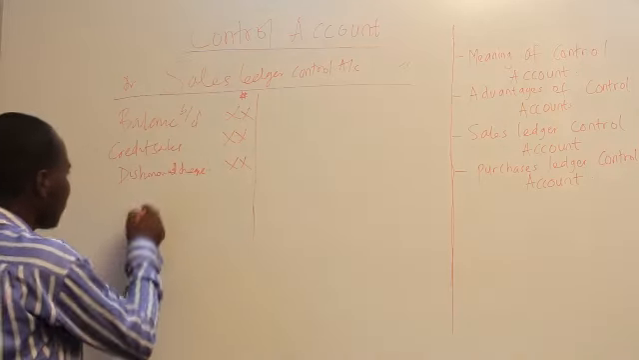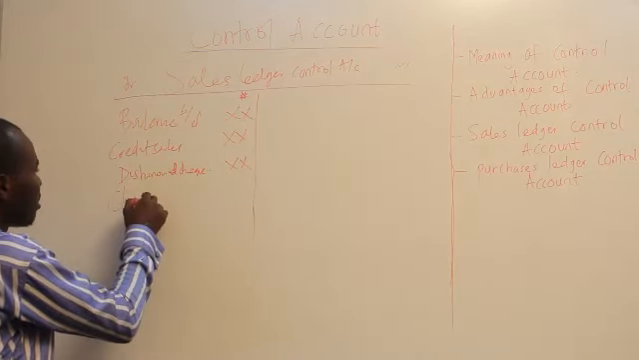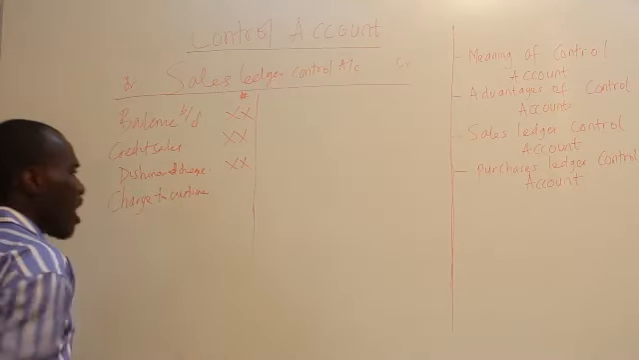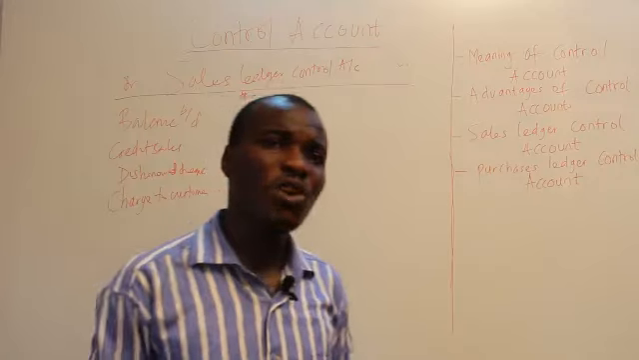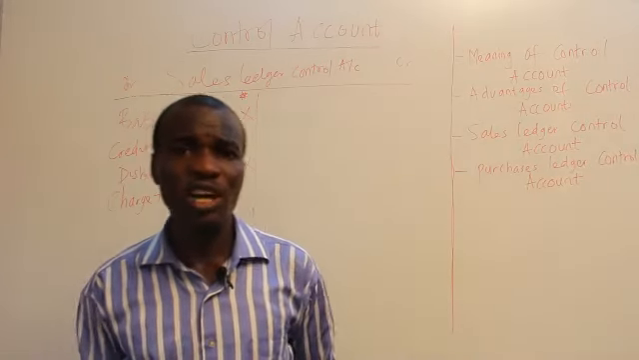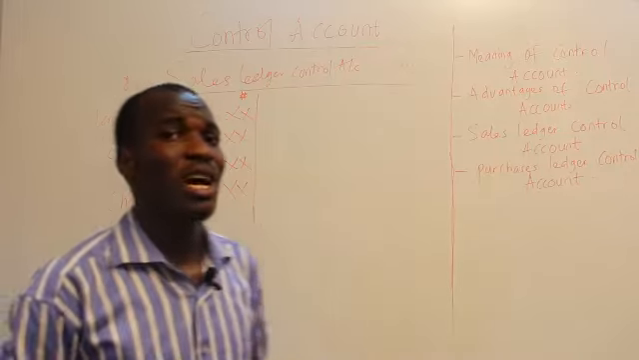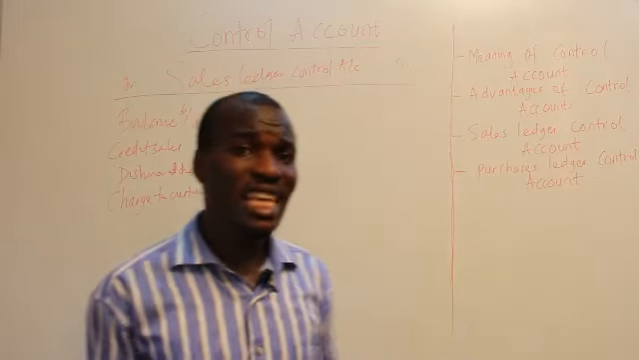So, charges to customers. Any charge to a customer within a period also goes to the debit side of the sales ledger control account, because we have to increase their indebtedness.